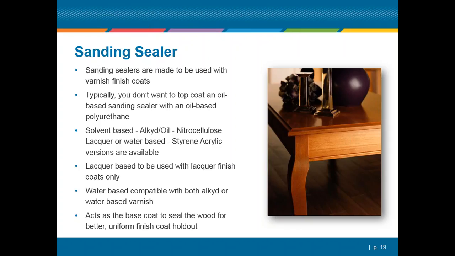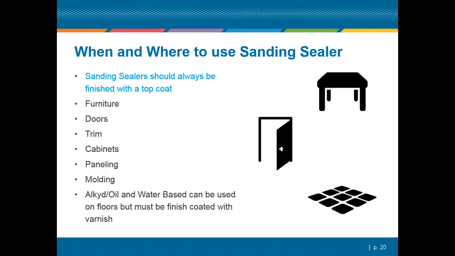So it acts as a base coat of sealed wood for better uniform finish and color and coat holdout. So that's important there that, again, with these sanding sealer or varnish finishes, we have this available to make a well-sealed surface. And again, coming back with those varnish finishes over the top of it to make a complete system. So sanding sealers should always be finished with a top coat.